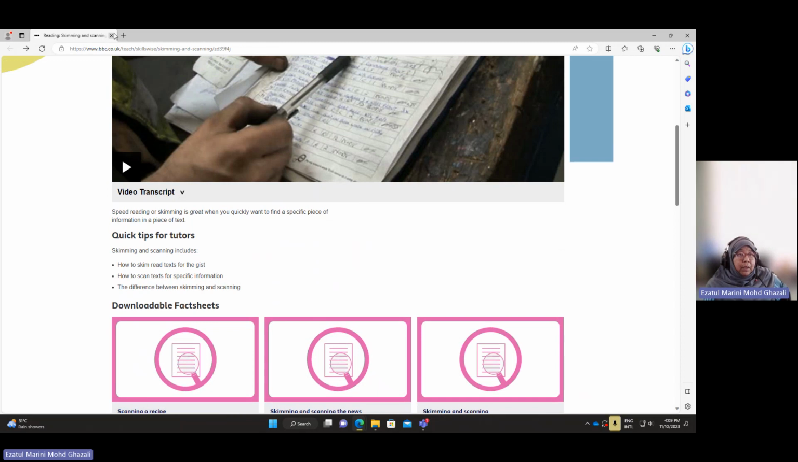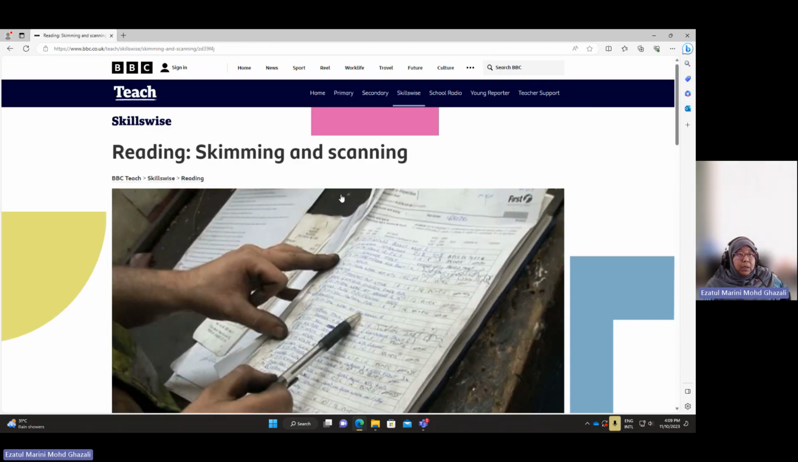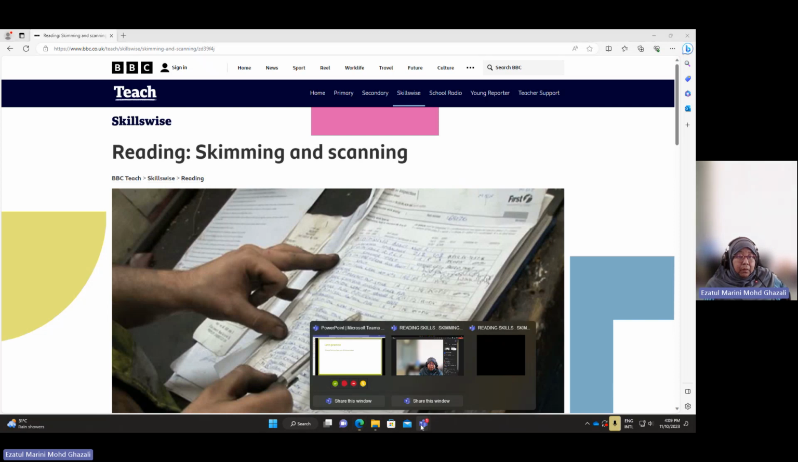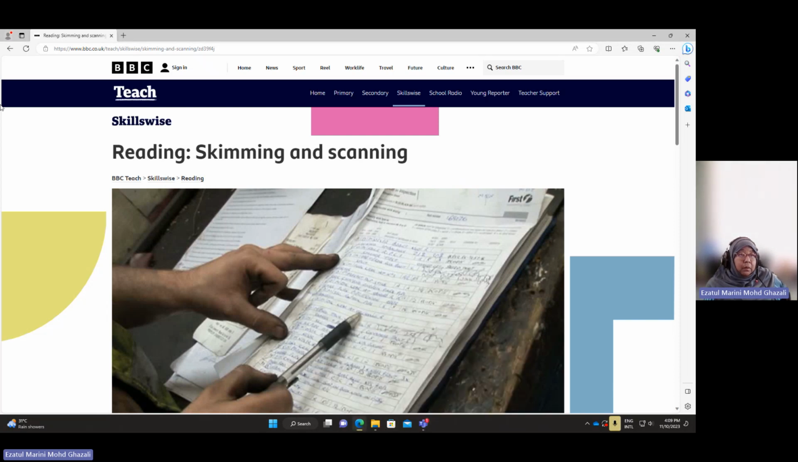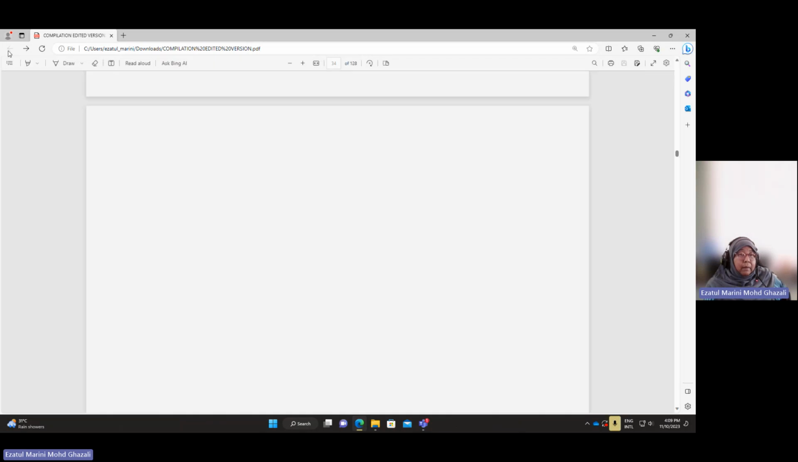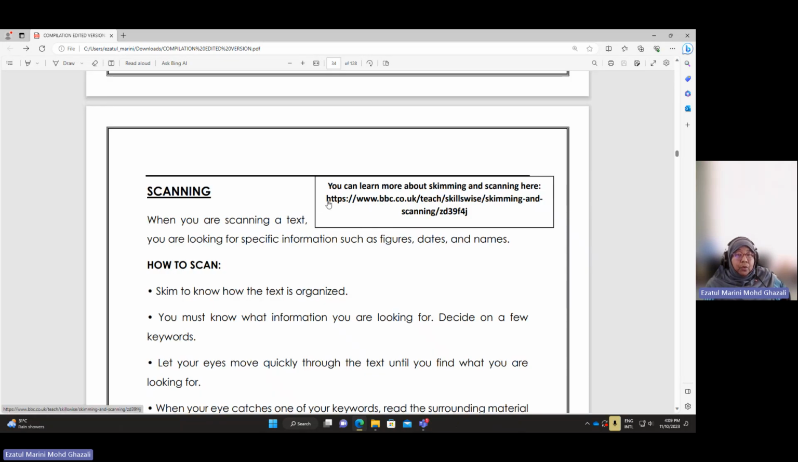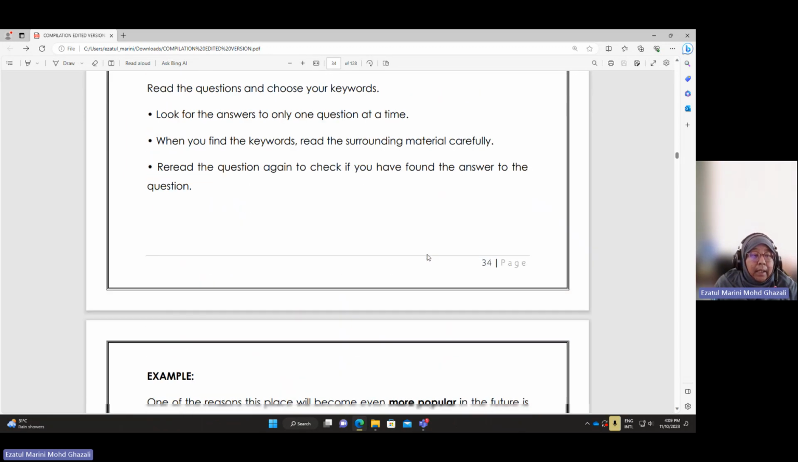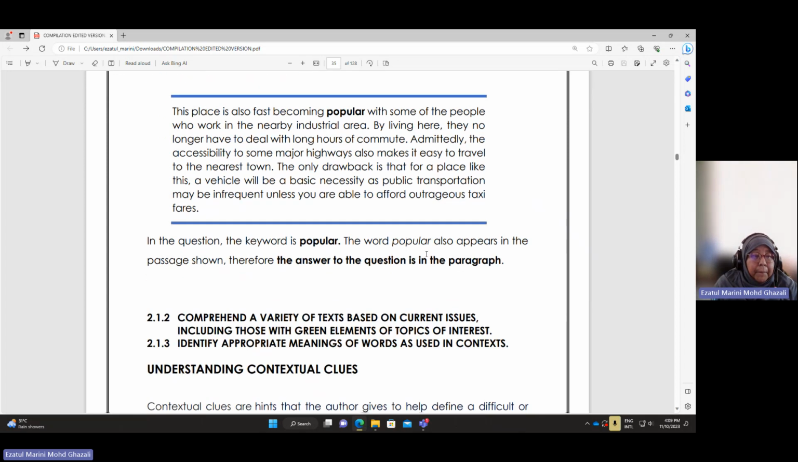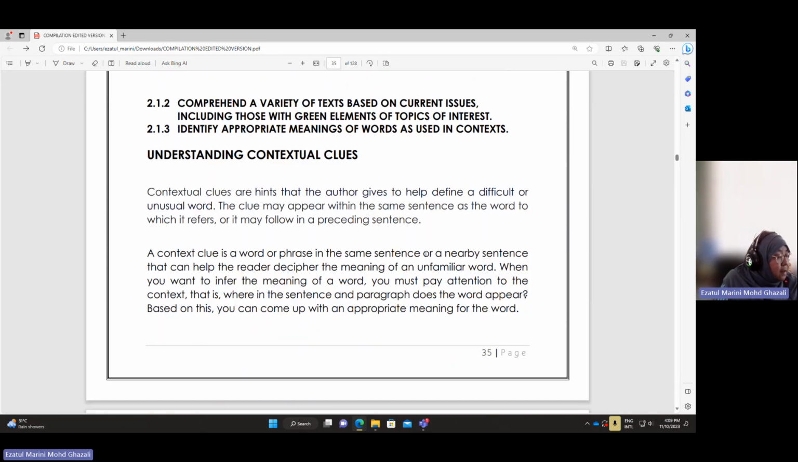Alright, do you see? Okay, that is skimming and scanning. What I want you to do later on is go to this page and scan. Go to this website and try all the exercises and read more about skimming and scanning. All right.